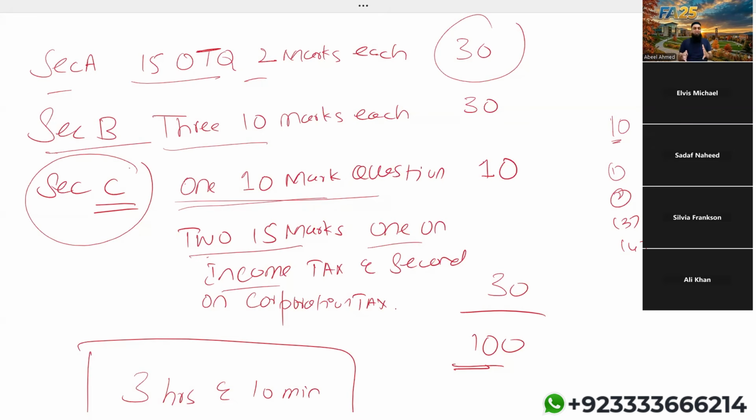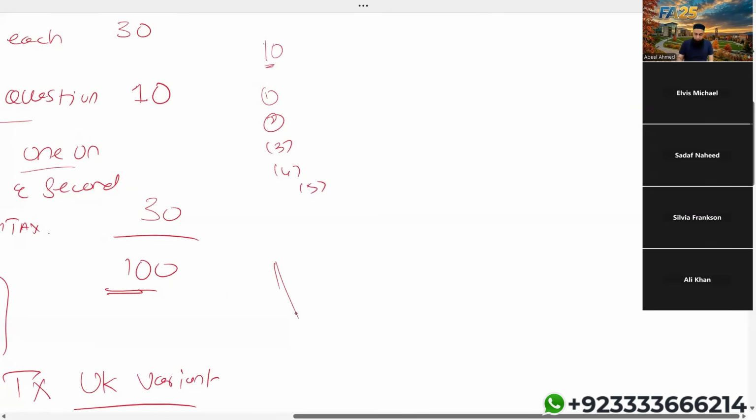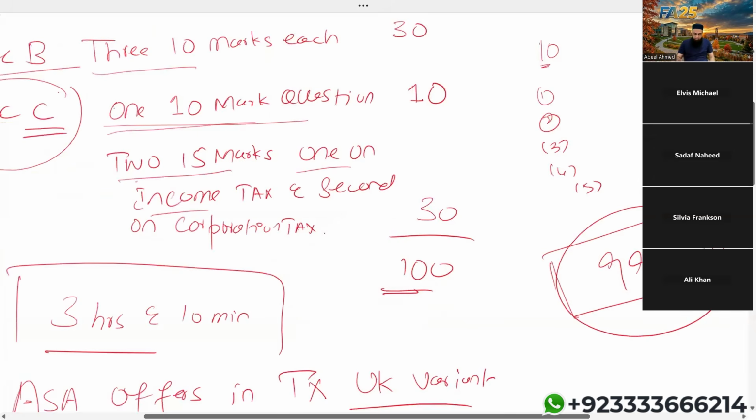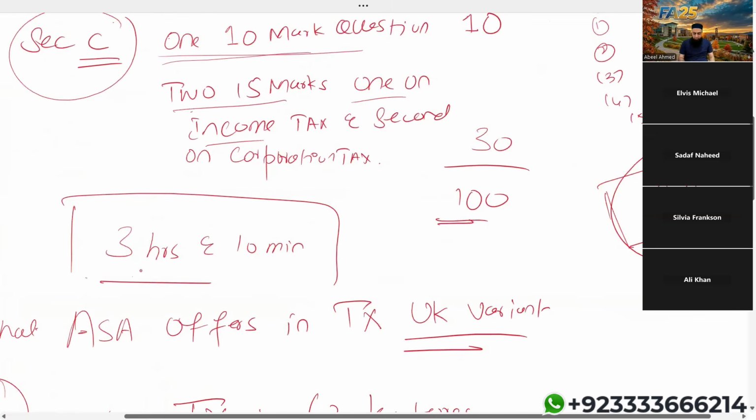One more thing, in this taxation paper, my lifetime achievement, if I want to disclose that: one of my students took 99 marks. This is my lifetime achievement in taxation paper. So 99 marks means we have, alhamdulillah, the honor of producing the world top in taxation. So you are in safe hands. A number of students are already enrolled, and once you join us, you are in safe hands. Don't worry at all. Time allowed to you is 3 hours and 10 minutes.